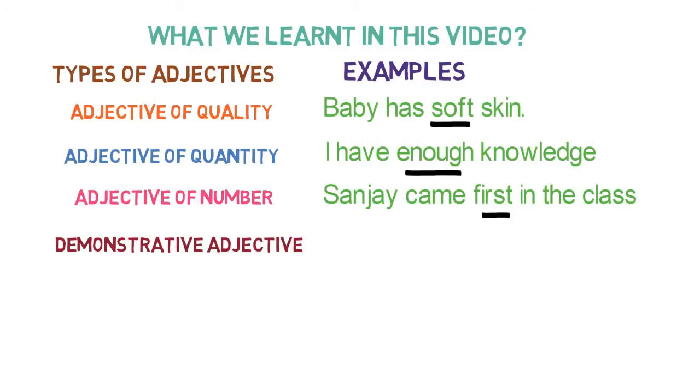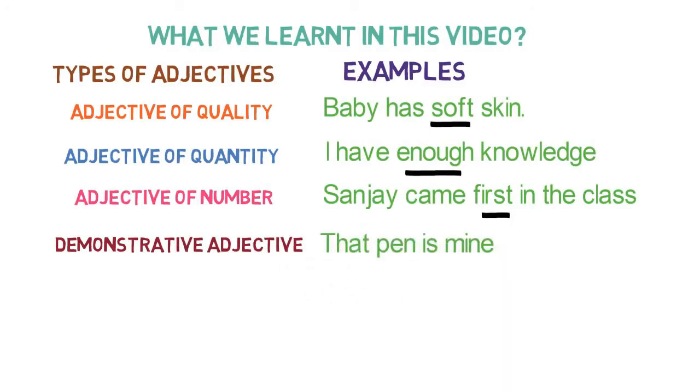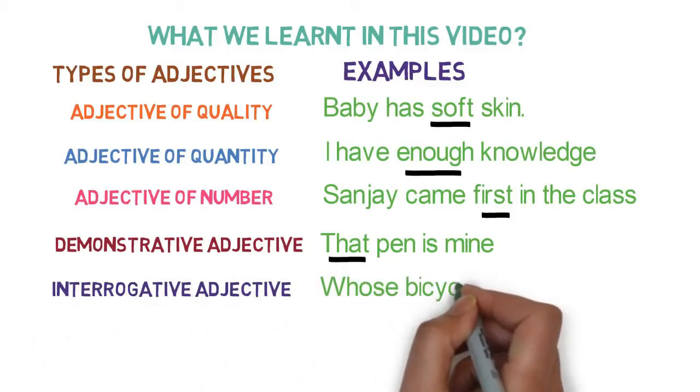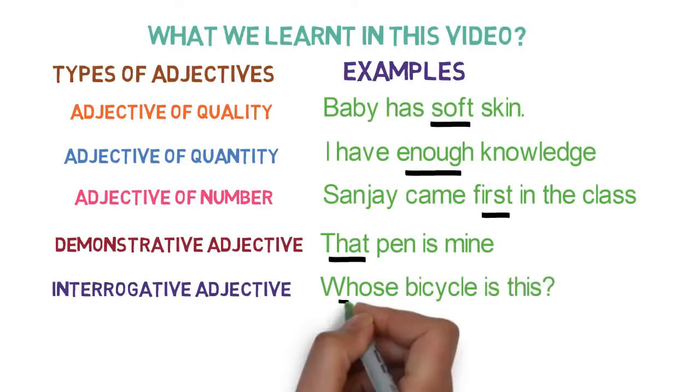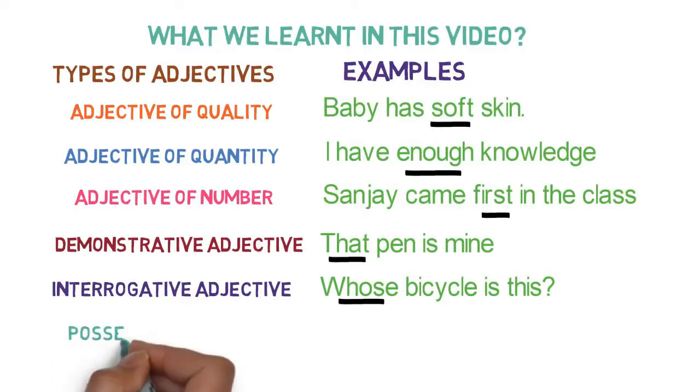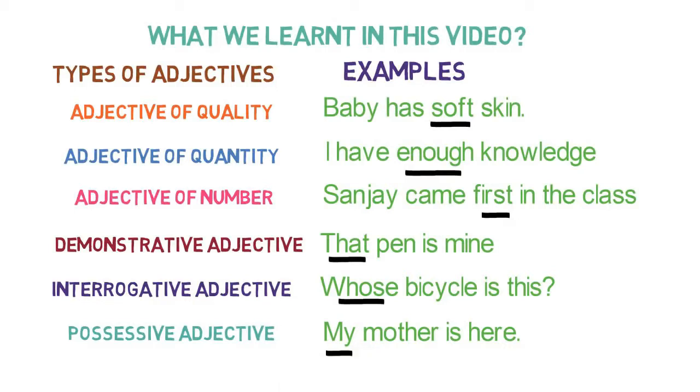Demonstrative adjective. That pen is mine. Here, we are pointing out that pen. Interrogative adjective. Whose bicycle is this? Here, we are asking a question by using whose. Possessive adjective. My mother is here. Here, using my, we are showing ownership. I hope you are now clear about the types of adjectives.